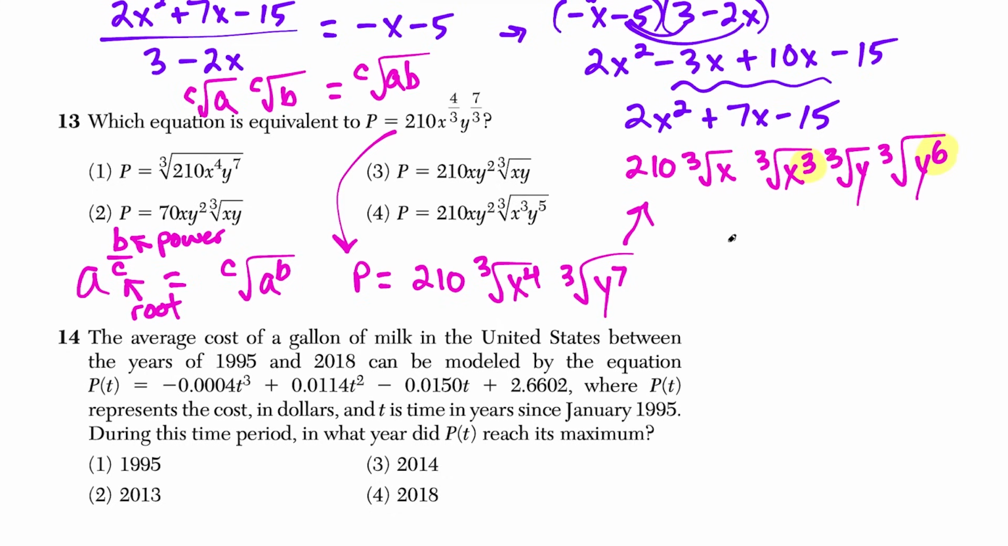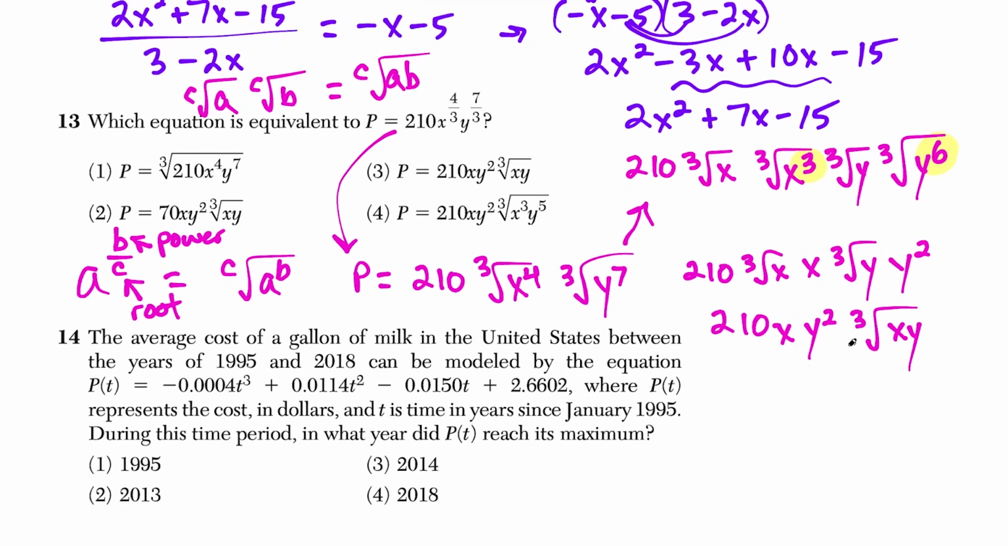Or if you could just do this math in your head, you'll say 2 10 times the cube root of x, and the cube root of x to the third is x, and then we have the cube root of y, and then the cube root of y to the 6 is y to the second. Okay, so then this simplifies to 2 10. I have an x y squared, and then I have the cube root of x times the cube root of y, which is the cube root of x y. All right, so if I just do it this way, I scan the answer choices and I see that this is going to match up with choice 3.